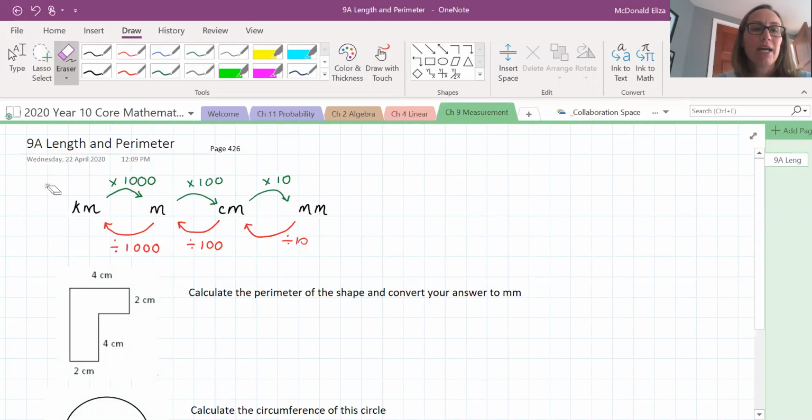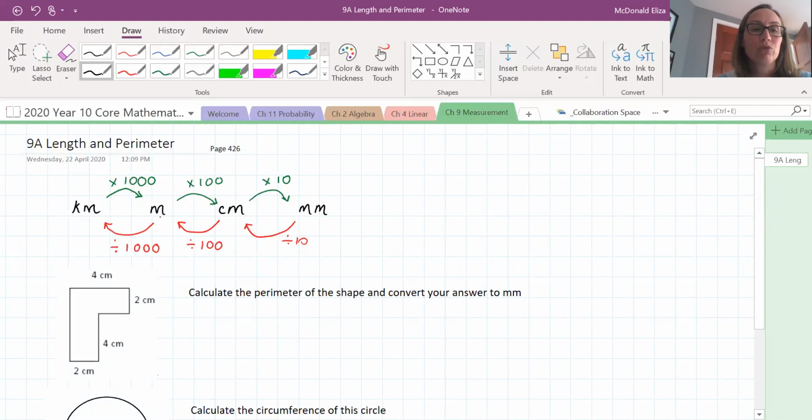Length and perimeter. Okay, so the length and the perimeter. Perimeter is just a fancy word for how long something is. What you need to know is if you've got your answer or your length in kilometres and you want to change it to a different unit, it might be more appropriate to be in a different unit. This is what you need to do.